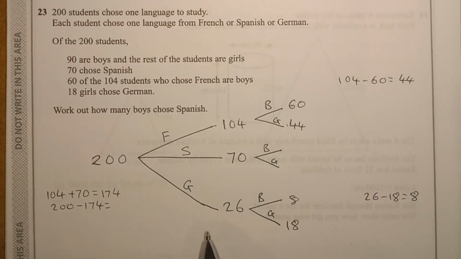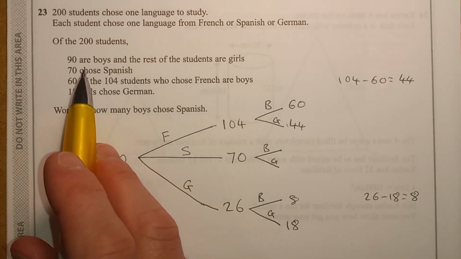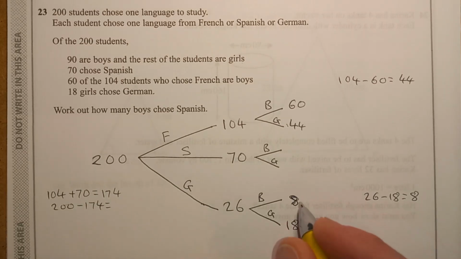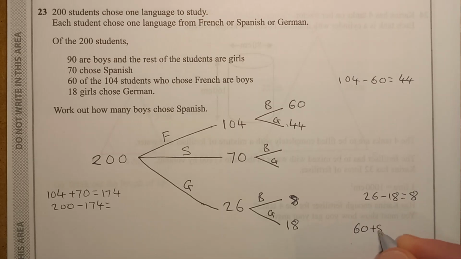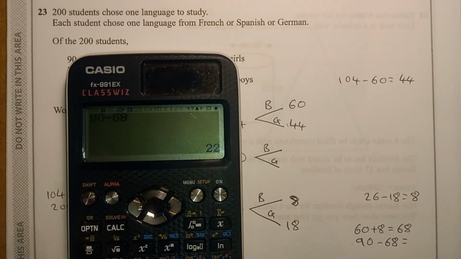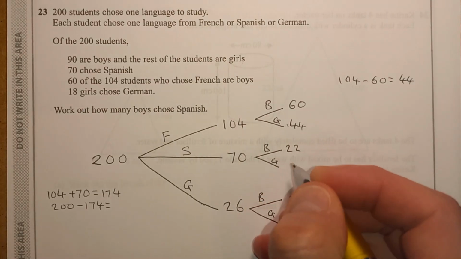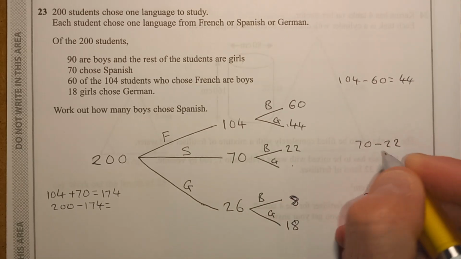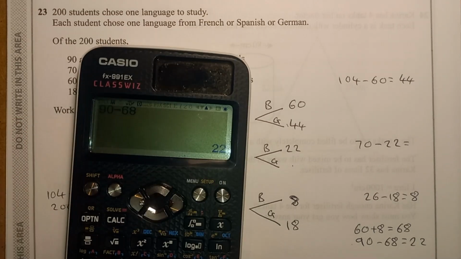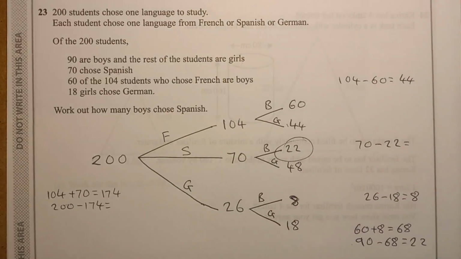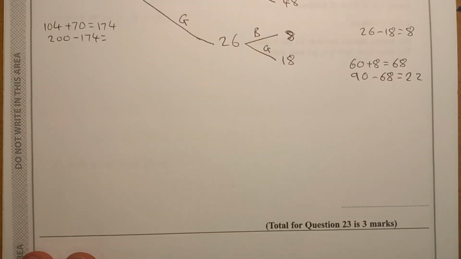And then we know 90 are boys and the rest are girls. So if 90 are boys, we've got 60 and 8 here, which is 68. So if we do 90 minus 68, whatever's left, 22, must be the boys that chose Spanish. Okay. And if we want to complete the diagram, that would be 70 minus 22, which is 48. But what we've been asked to work out are the boys that chose Spanish, so that is our 22.